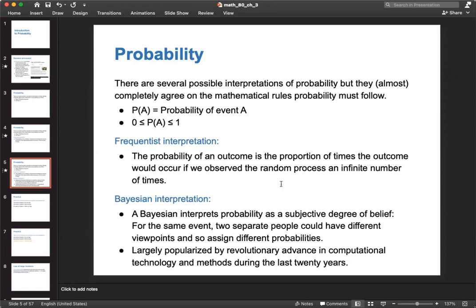So that's the frequentist interpretation. And the Bayesian interpretation is slightly different. It actually utilizes a subjective degree of belief. So for the same event, two different people could have two different viewpoints and assign different probabilities. And that's actually quite interesting, the Bayesian one, right? They have lots of computational tools to show some of the results and theory from Bayesian probability. So it's a very useful framework.